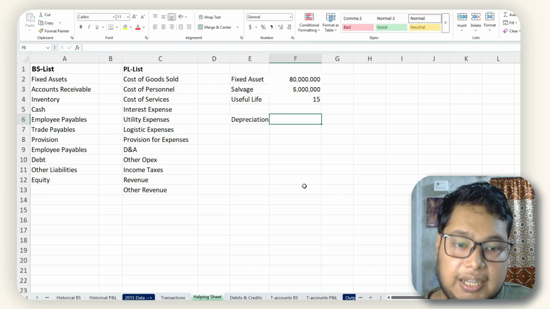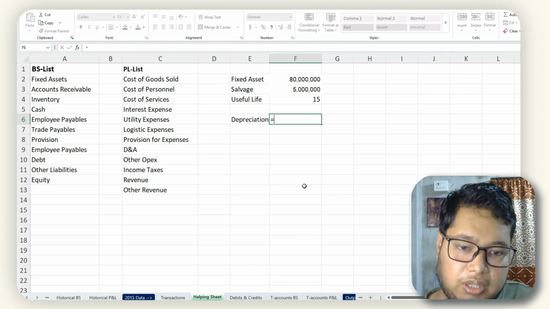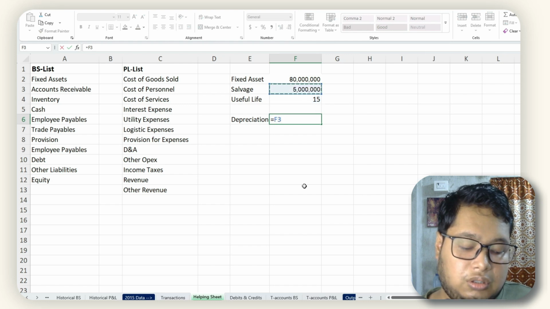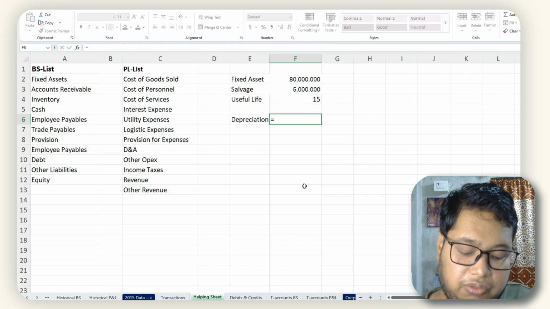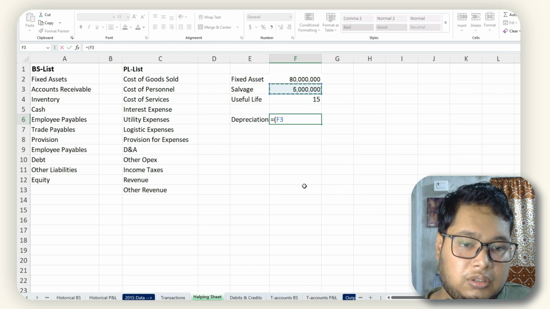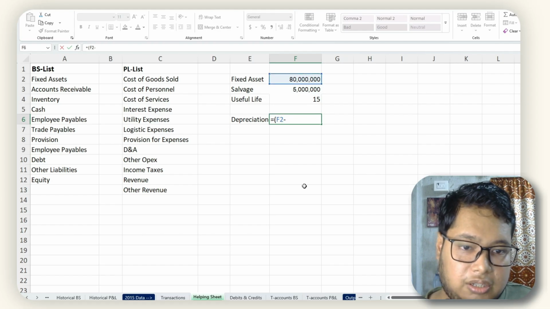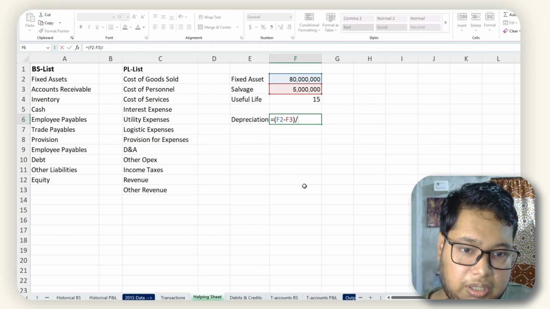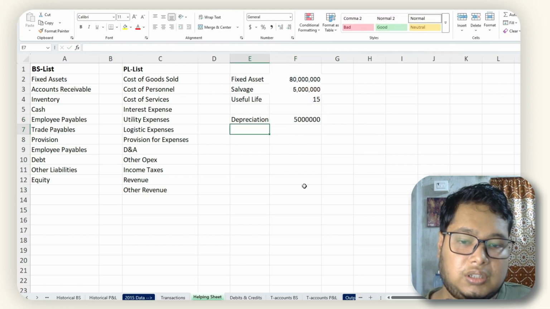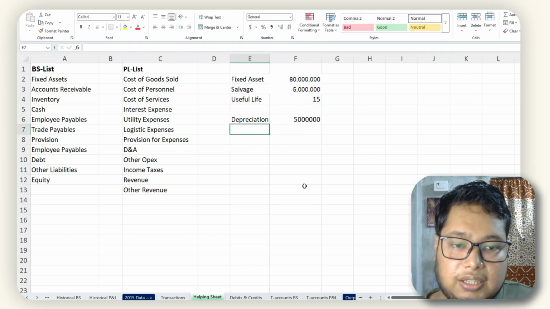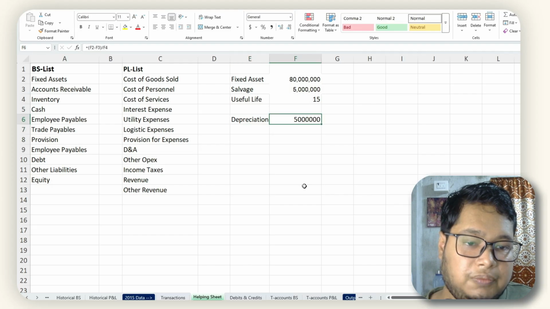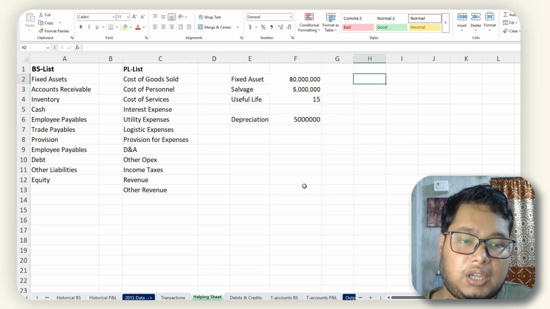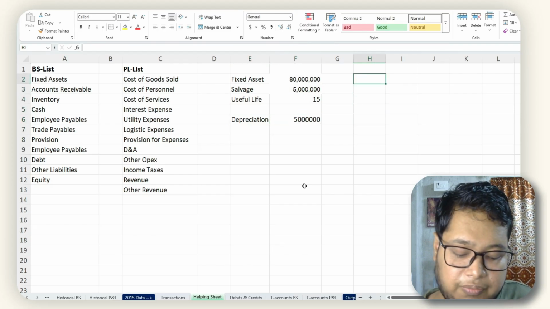Depreciation for this asset only. For the other asset, whatever will be left, we will check on that. So equals to, let me put the first bracket, this minus this, then divided by this. This is the depreciation for this asset, which we have to charge obviously, but now we have to calculate depreciation for the old fixed asset.